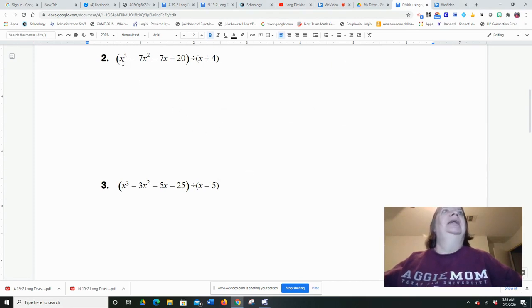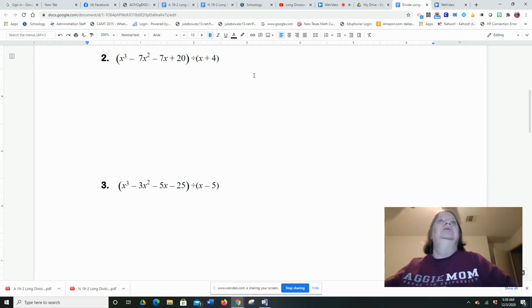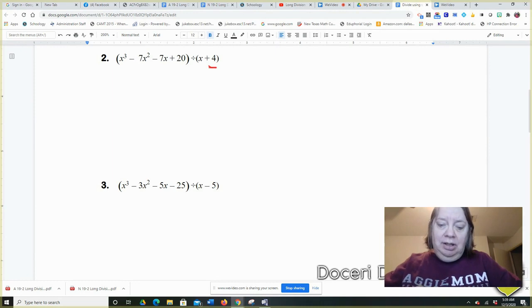Okay, are we missing any exponents? x to the third minus 7x squared minus 7x plus 20. Not missing any exponents. The first thing we're going to do is put the number in the box. When you put the number in the box, you change the sign. So we're going to take this negative 4. I'm sorry, it's positive 4 in the parentheses. So it will be negative 4 in the box.